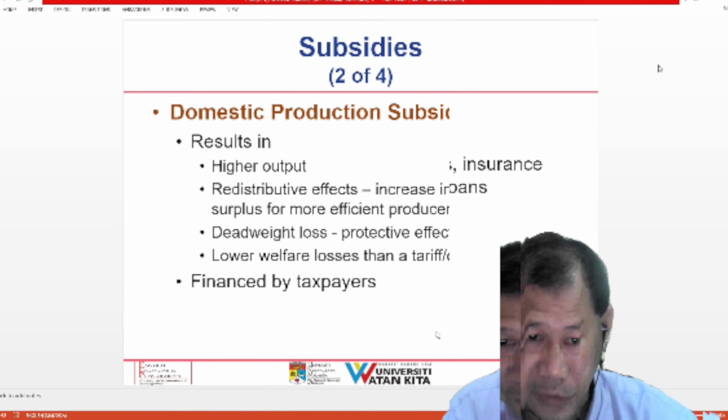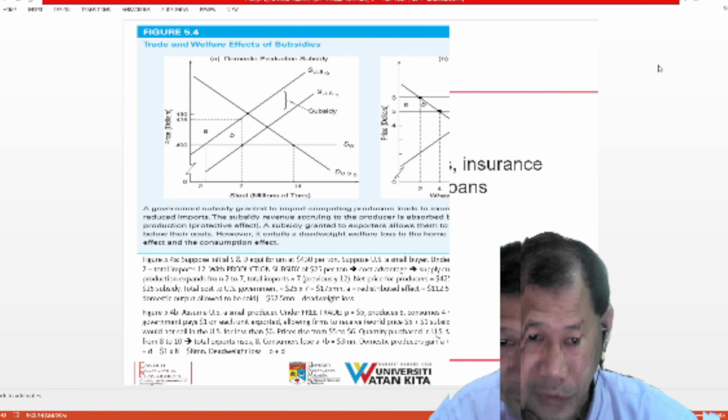So this results in higher output, redistributive effects, an increase in producer surplus for more efficient producers, deadweight loss, and a protective effect, with lower welfare losses than a tariff or quota. It is financed by taxpayers. So let's look at the impact of this.